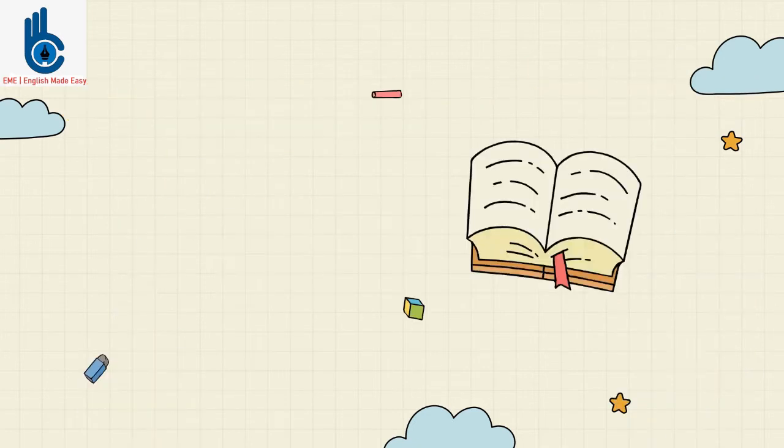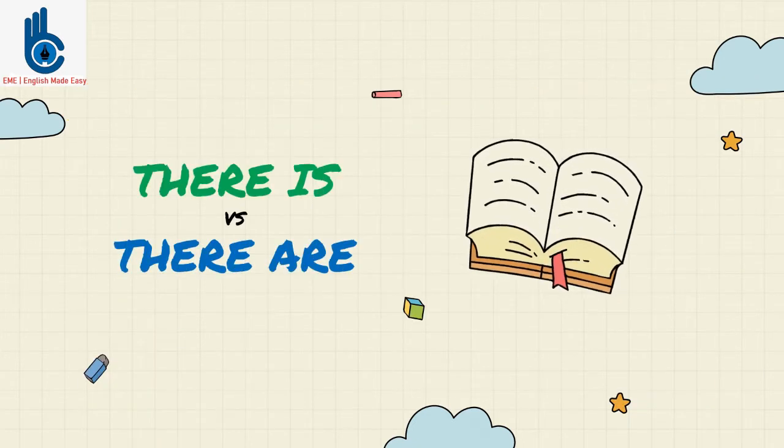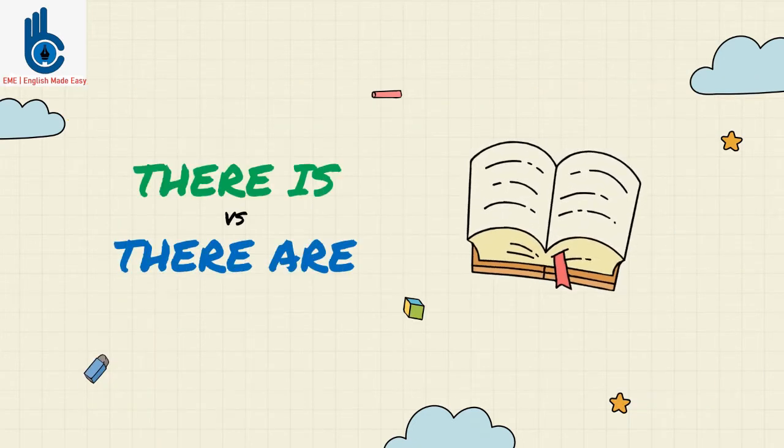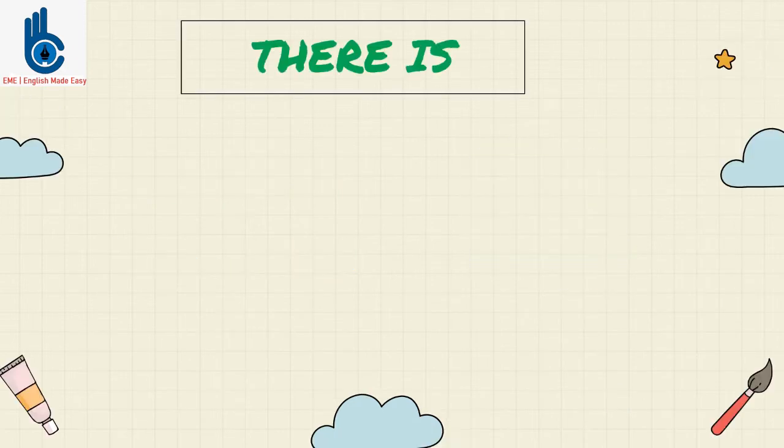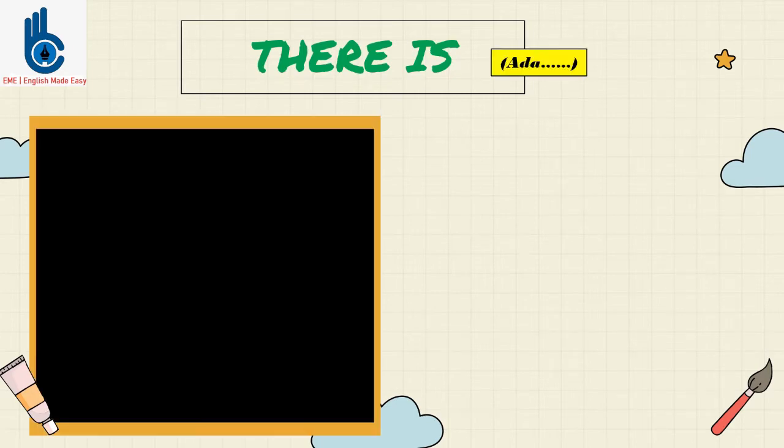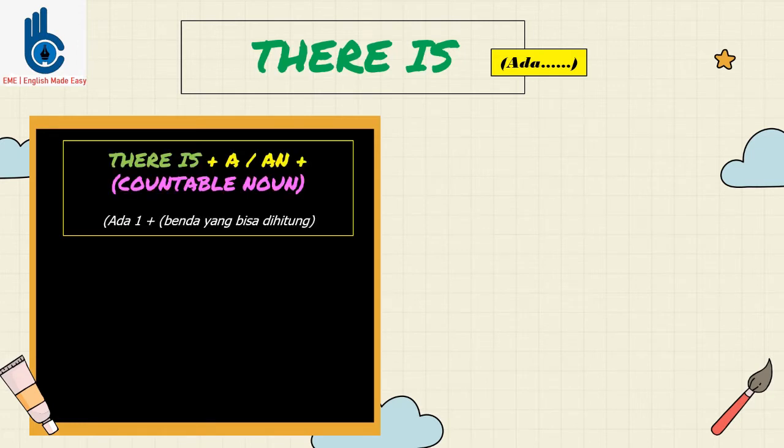What is the difference? There is and there are dalam bahasa Indonesia keduanya berarti ada. Bagaimana cara penggunaannya? First, we will talk about there is. In bahasa, it means ada. It is used to talk about singular countable noun. It is usually followed by a or an, followed by countable noun.